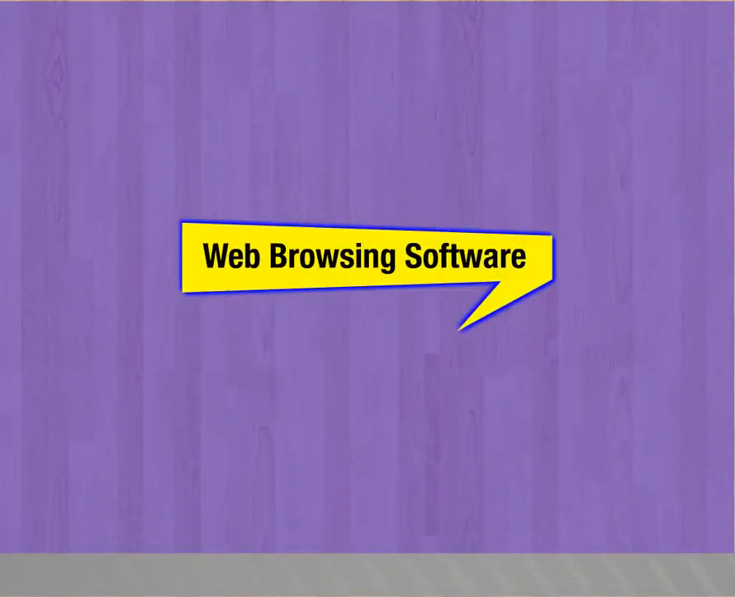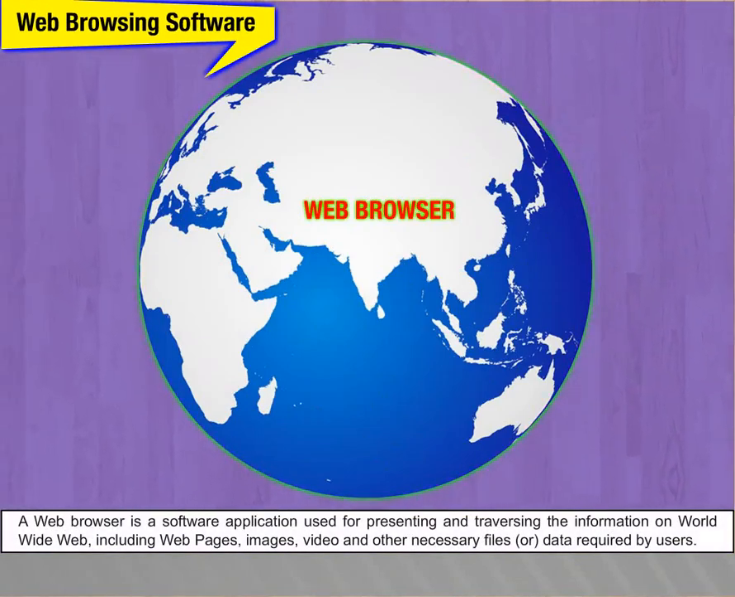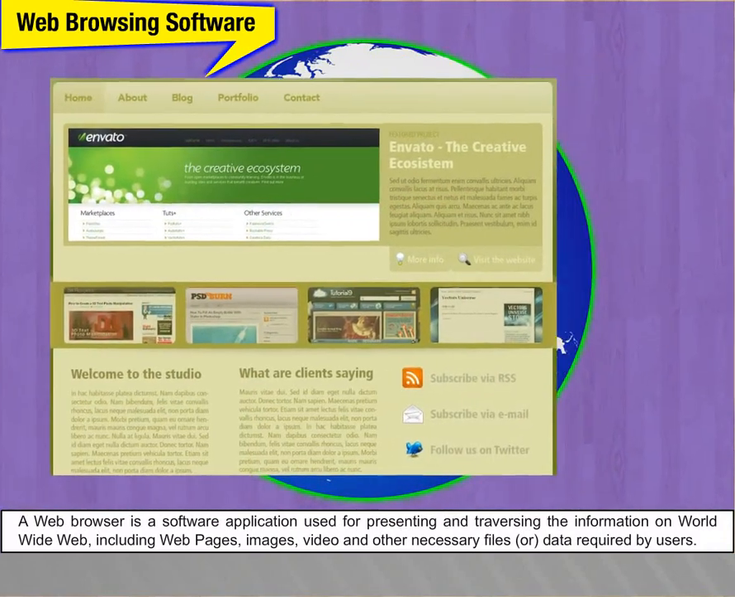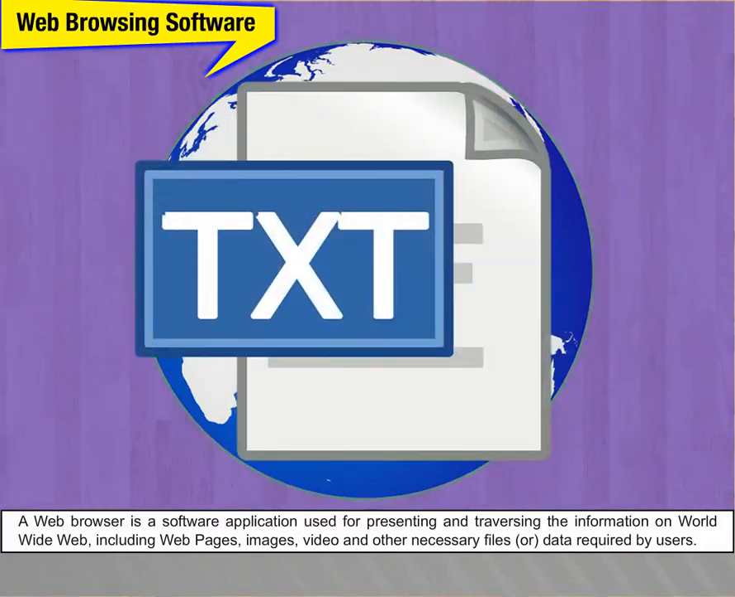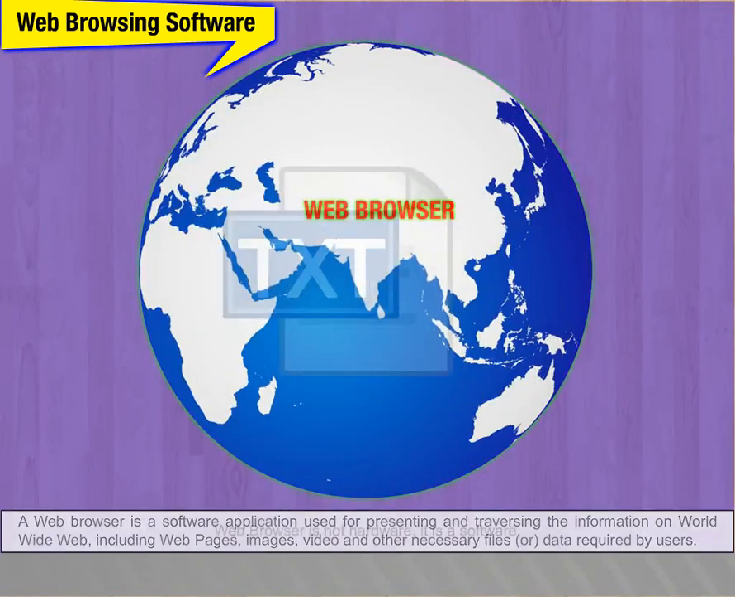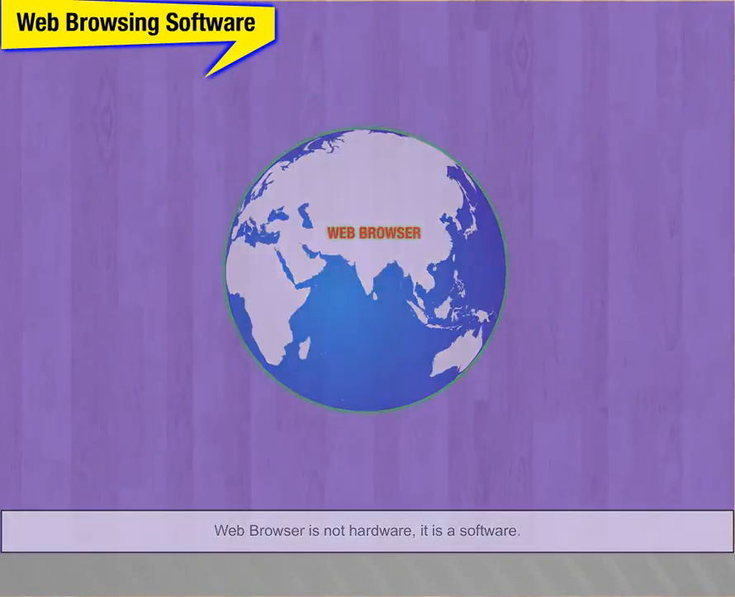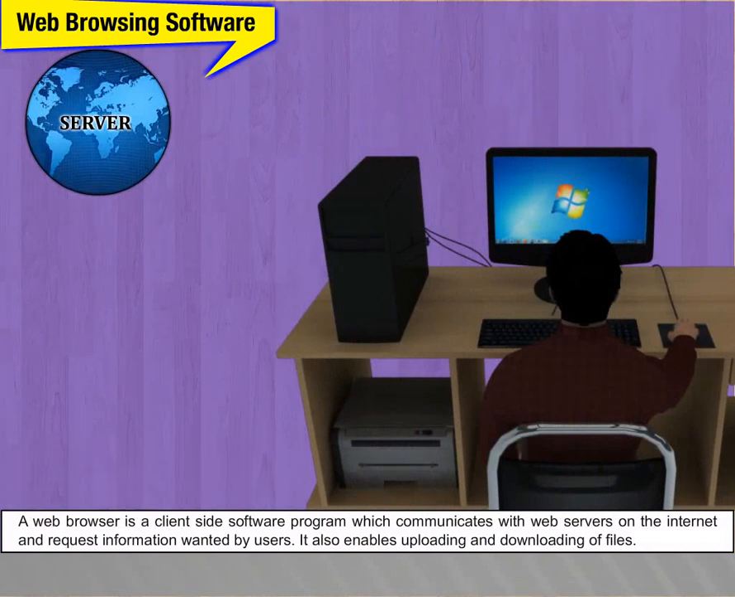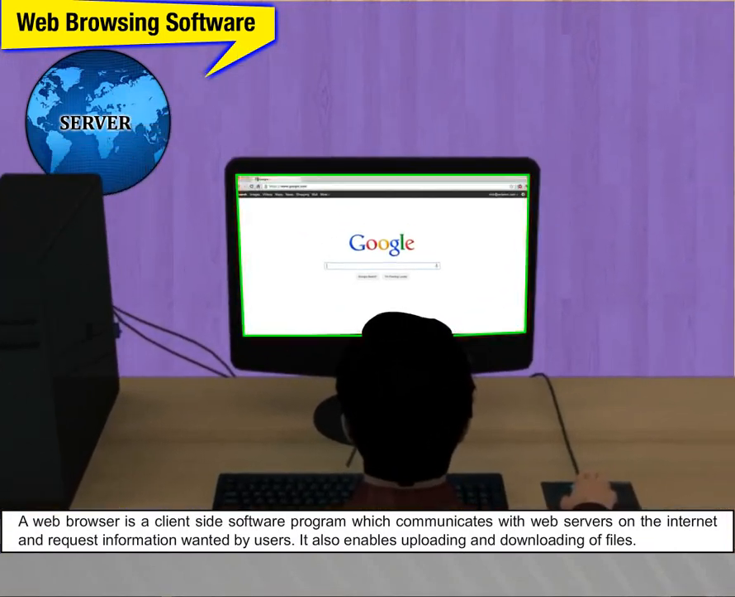Web browsing software. A web browser is a software application used for presenting and traversing the information on World Wide Web, including web pages, images, video, and other necessary files or data required by users. A web browser is not hardware, it is a software. A web browser is a client-side software program which communicates with web servers on the internet and requests information wanted by users. It also enables uploading and downloading of files.